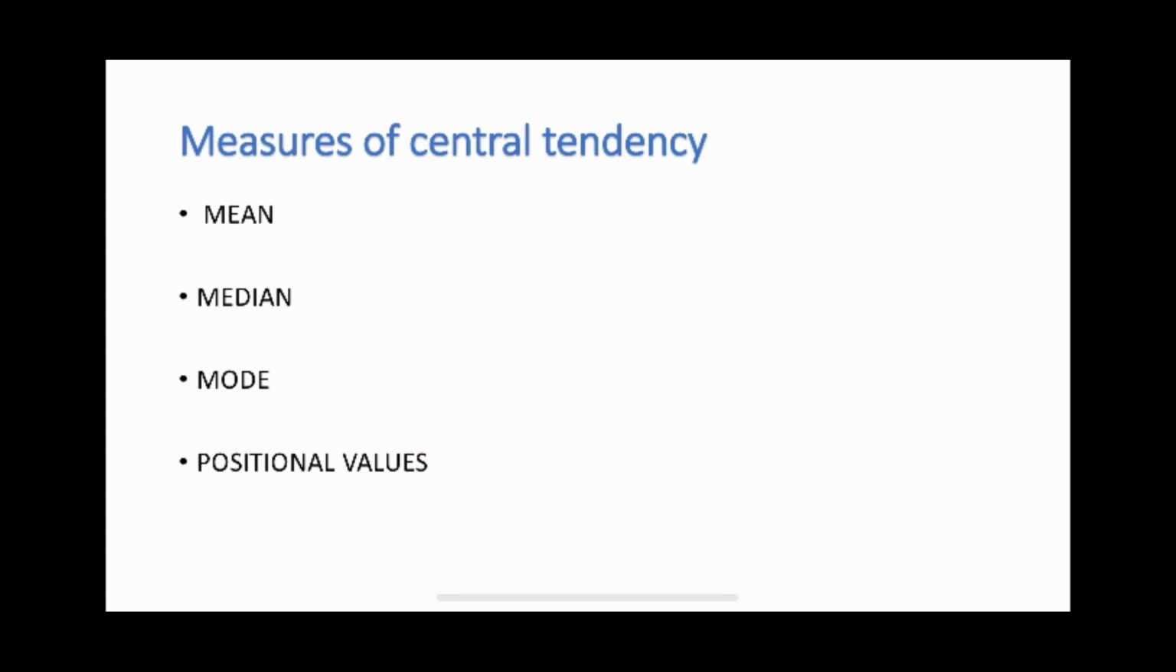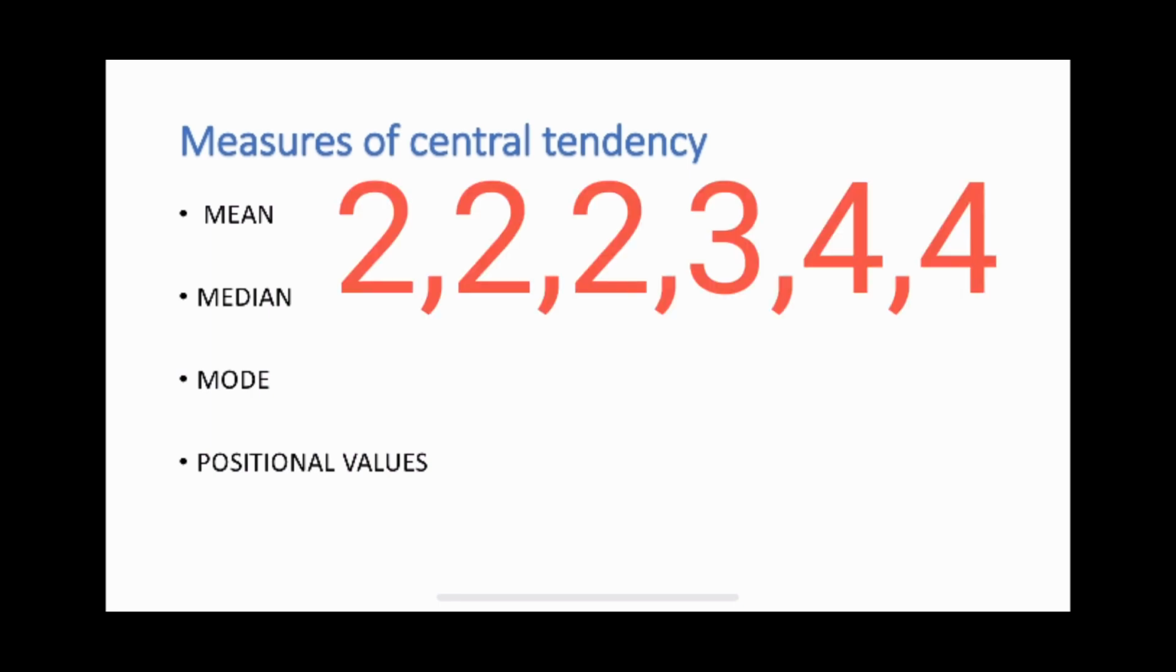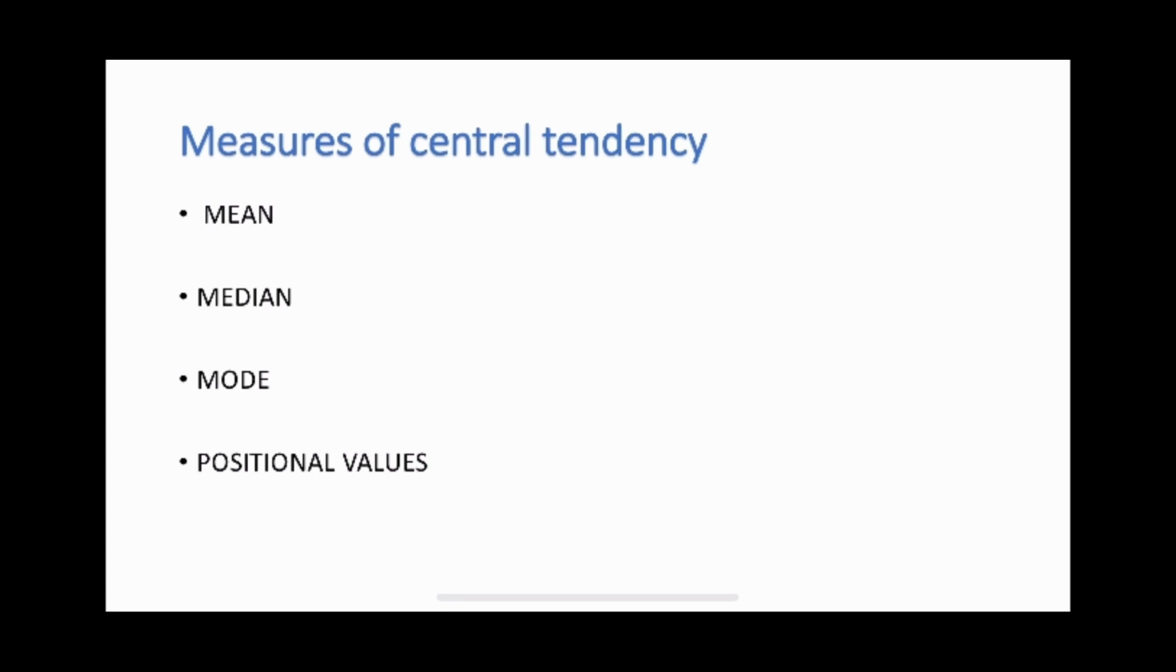Now let us understand the mode. The mode is defined as the most occurring element in the given set of values. Let us understand by an example above. You can see 2 is occurring most of the time, and 2 is the most occurring element, so we can take 2 as the mode. Now it is very clear what mean, median and mode are.